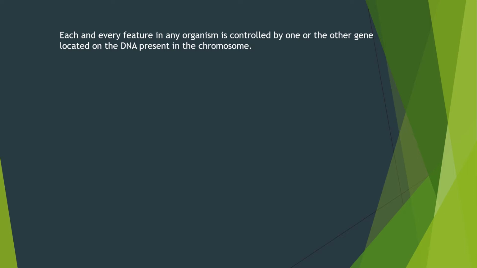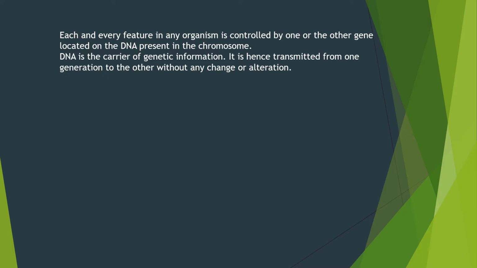You have already learned that each and every feature in an organism is controlled by one or the other gene located on the DNA present in the chromosome. DNA is the carrier of genetic information. It is hence transmitted from one generation to the other without any change or alteration.